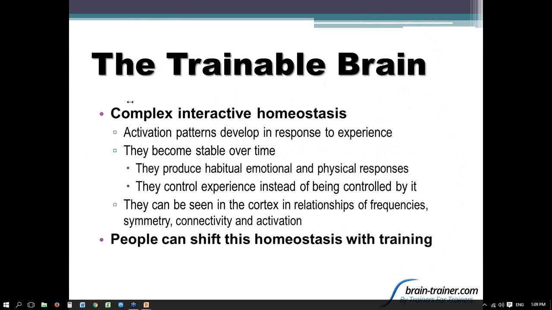The other thing is that those patterns can be seen in the cortex. That's the whole basis of the assessment, whether it's a QEEG or whatever, by looking at relationships between frequencies, the symmetry of where particular frequencies and energy levels are, connectivity within the brain, and the brain's ability to activate. And of course, the great promise of neurofeedback is that with training, people can actually change the homeostatic situation in their brains.